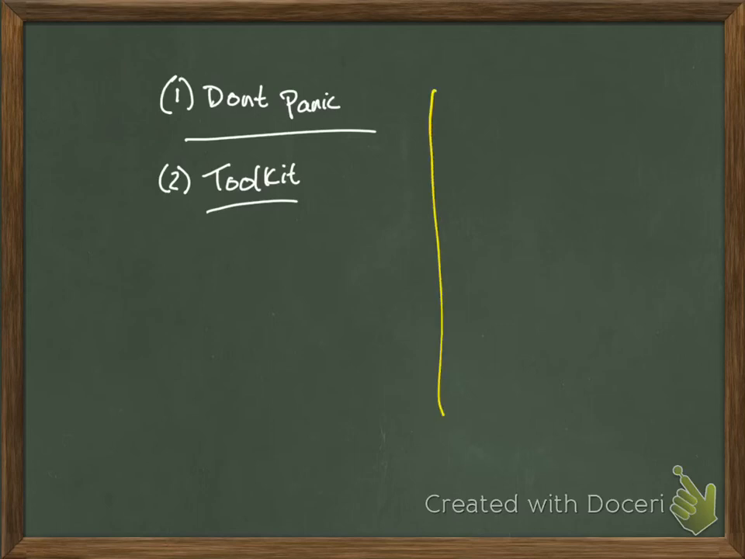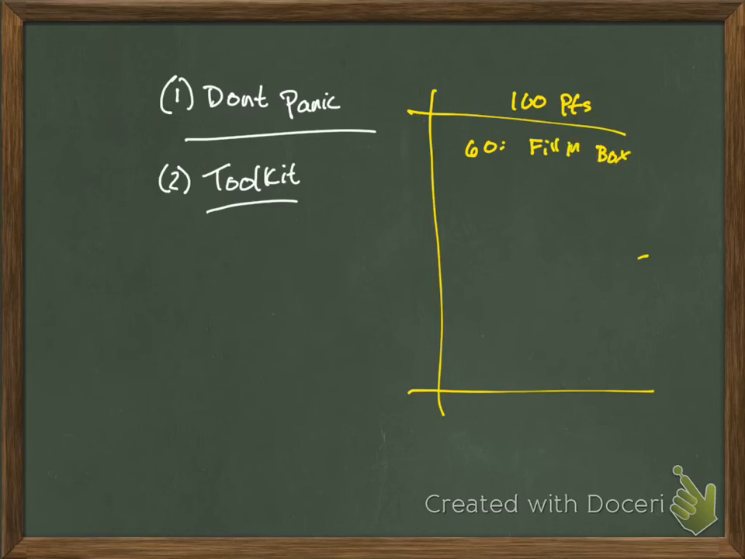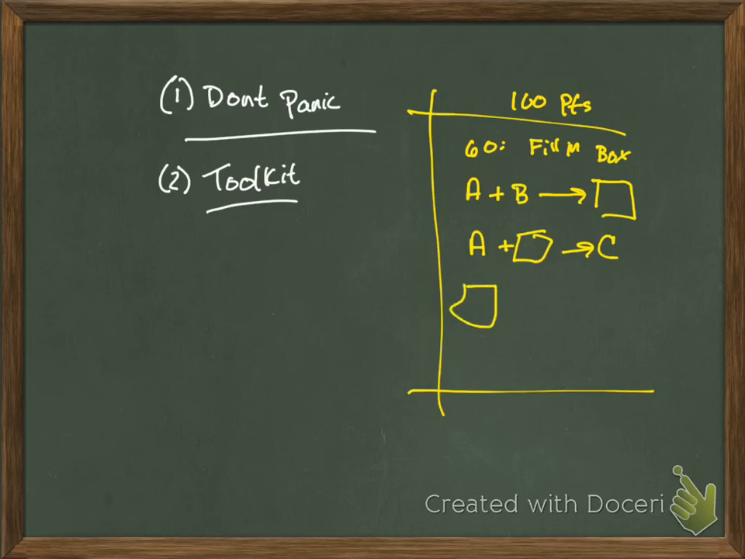Quick reminder of the constituency of the final. It is 100 points. 60 of those points is going to be fill in the box. What does that mean? Well, it's like A plus B yields this. Or it could be A plus blank yields C, or blank plus B yields C. Any of those are a possibility. 60 points is going to be that.